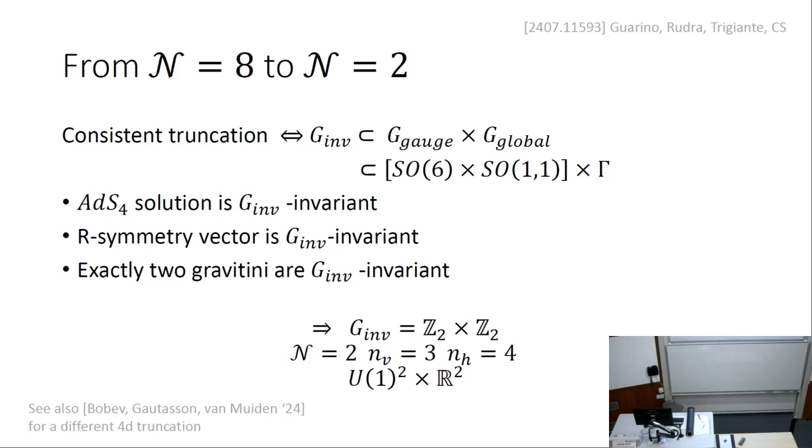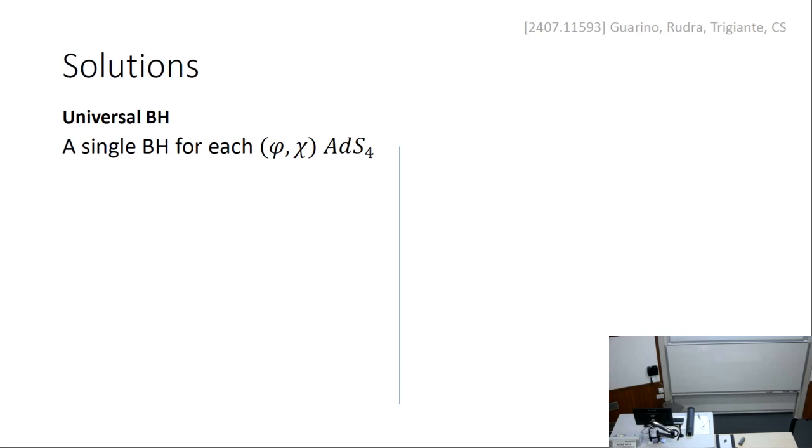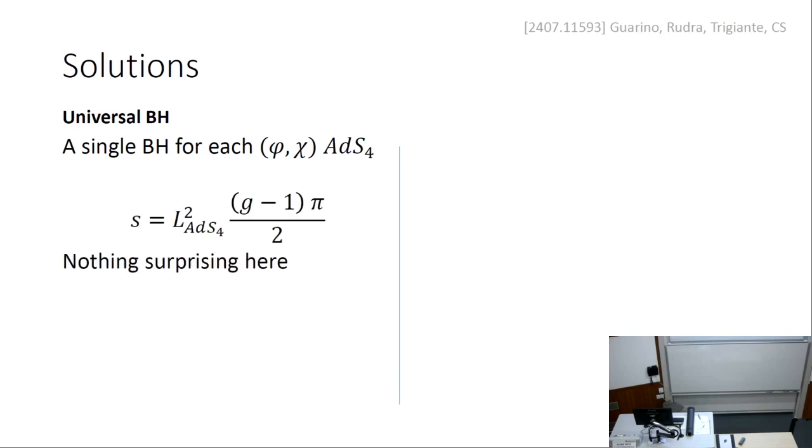That's good. We can start building black holes in them. And we have found 2 families of solutions in this theory. The first one are these universal black holes, once again. So for any phi and chi AdS4 solution, there is one universal black hole. They are not super interesting because they are doing exactly what you would expect. You have the right entropy for them.